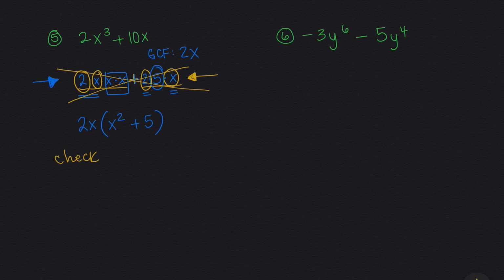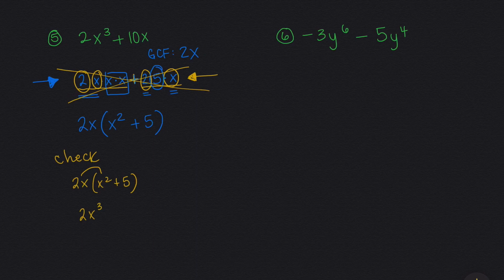Now let's check our answer to see if we did it correctly. 2x times x squared plus 5. And guess what we'll use? Distribution. So we'll multiply 2x times x squared, which gives us 2x cubed. Now, why is that?